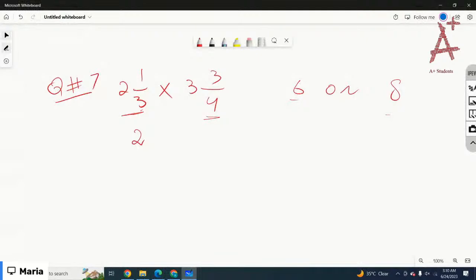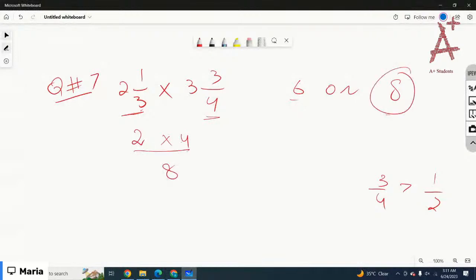And 3 over 4 is greater than 1 over 2. Got it? 3 over 4 is greater than 1 over 2. That means you have to round up, you have to round to 4. You have to round the whole number. It would be 4. So 2 times 4 is 8. So that means the product is close to 8.